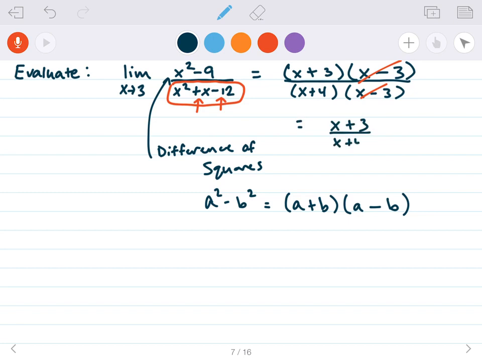And here we don't have a problem now if we plug in 3 for x. Originally we did. We got 0 in the denominator. But here we do not. If we plug in 3 for x, we get 3 plus 3 over 3 plus 4, which is 6/7. So that is our limit.